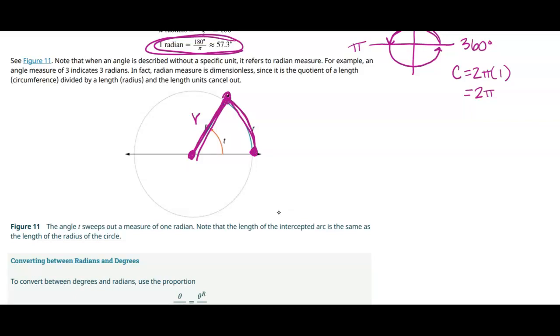So it's the ratio between the radius and the arc length. Now, because of that, radian measure is completely dimensionless because these would have the exact same unit of measure. So you would have the length and then the circumference. And so when you're looking at the ratio between them, we would sometimes call this radian, like this. But you really don't have to. You can just say like, oh, it's 2 pi.